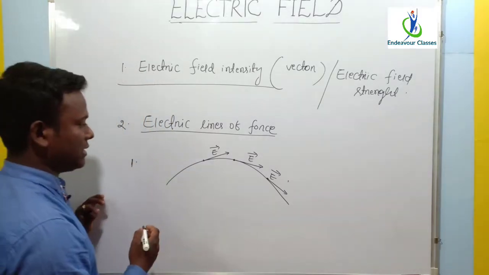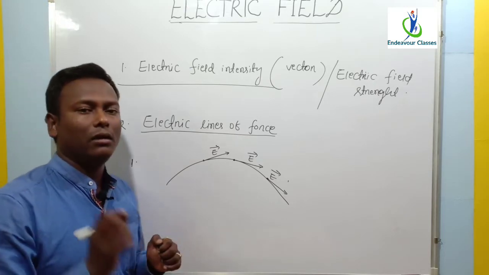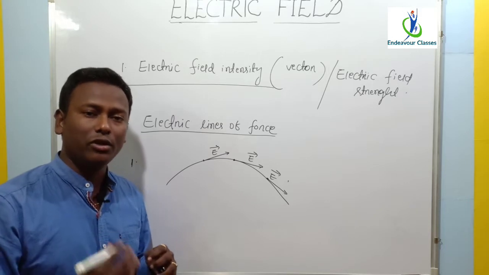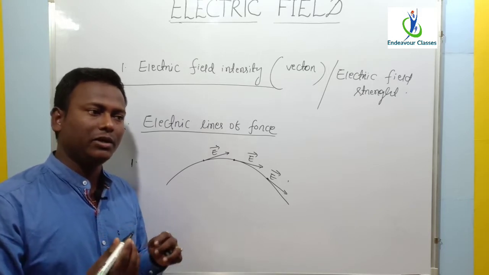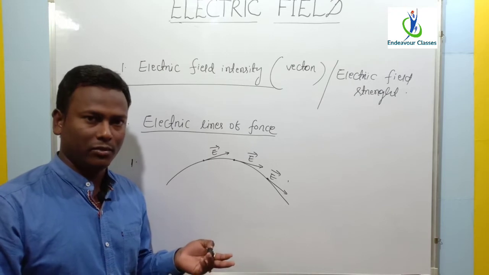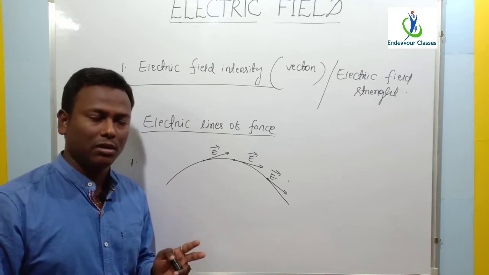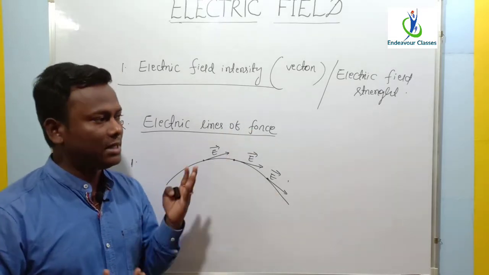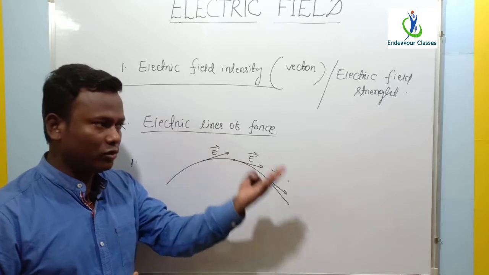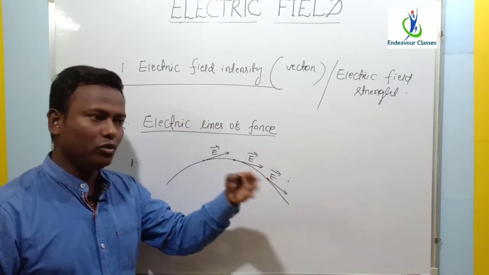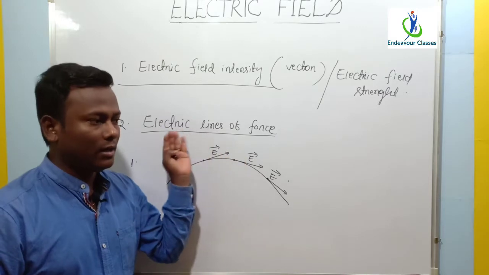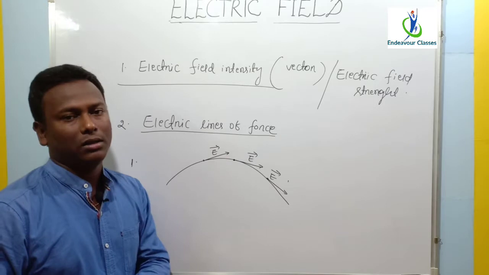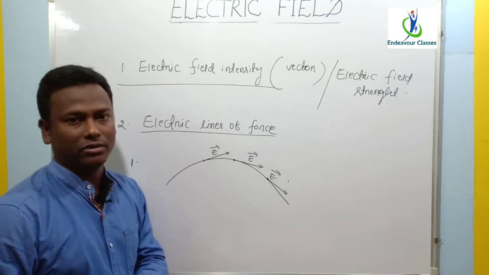So reversely you can also say it is the path followed by a unit positive charge placed in an electric field when it is free to do so. That means it must be doing so freely. We will not apply any external force. We will simply release the unit positive charge in the electric field, and when it is free to move, the direction or the path in which it moves will give us the electric lines of force.